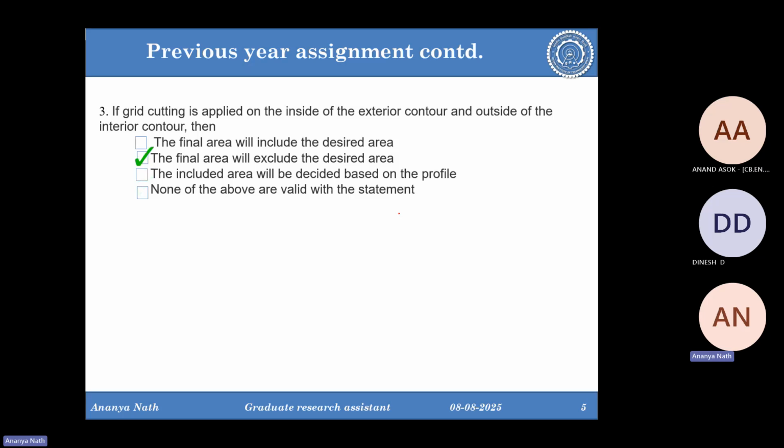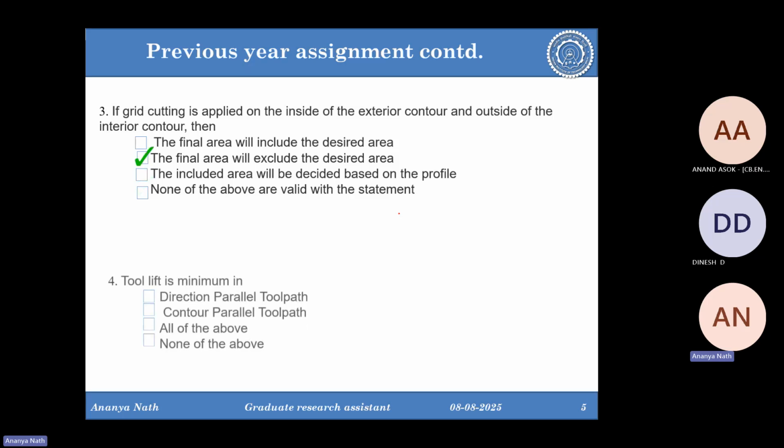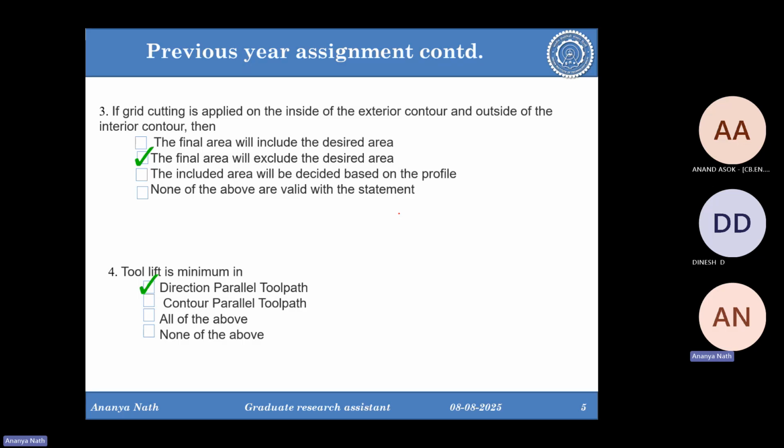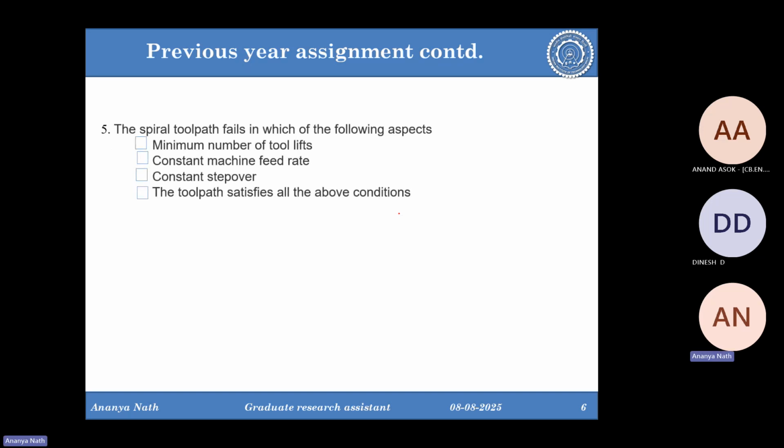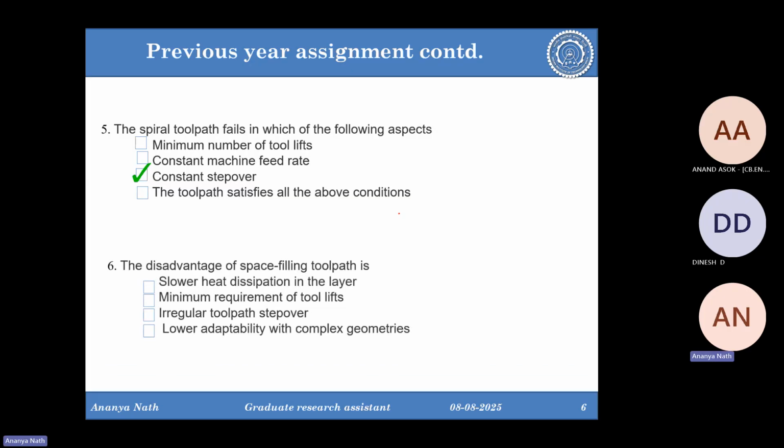If grid cutting is applied, these are straightforward questions. If you see the PPT, you will get the answers, and if you just watch the videos carefully, you'll get the answers. The spiral toolpath fails in which of the following aspects? Constant step over. The disadvantage of space filling toolpath is lower adaptability with complex geometry.